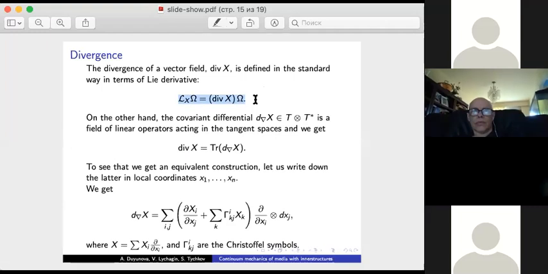But on the other hand, if we consider the covariant differential of X, d-nabla X, that is a field, that is a linear operator on T, we get that the divergence of X is exactly the trace of this operator. We may see that these constructions are equivalent by writing them down in local coordinates. This is the expression for d-nabla X in coordinates.